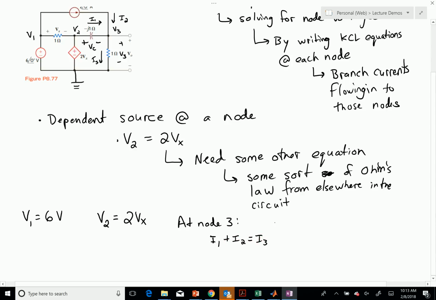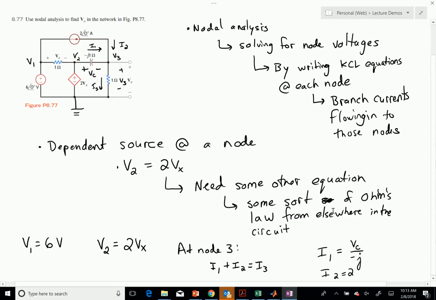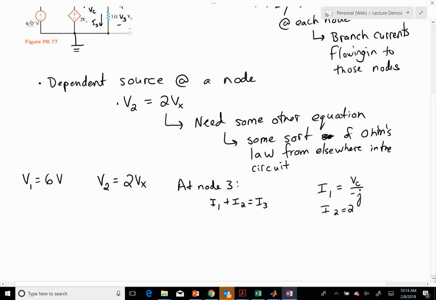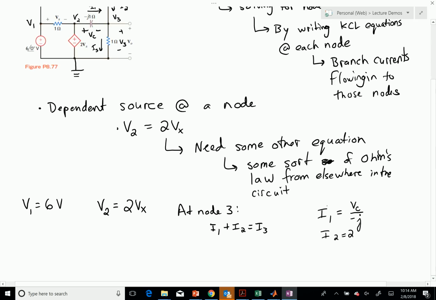Since those are branch currents, I can define those in terms of the Ohm's laws across each component. So I1 is equal to VC divided by negative j, which is the impedance of the capacitor. I2 here is simply the 2 amps at the top, the 2 amp source. And I3 in this case is simply V3, the voltage across that resistor, divided by 1.